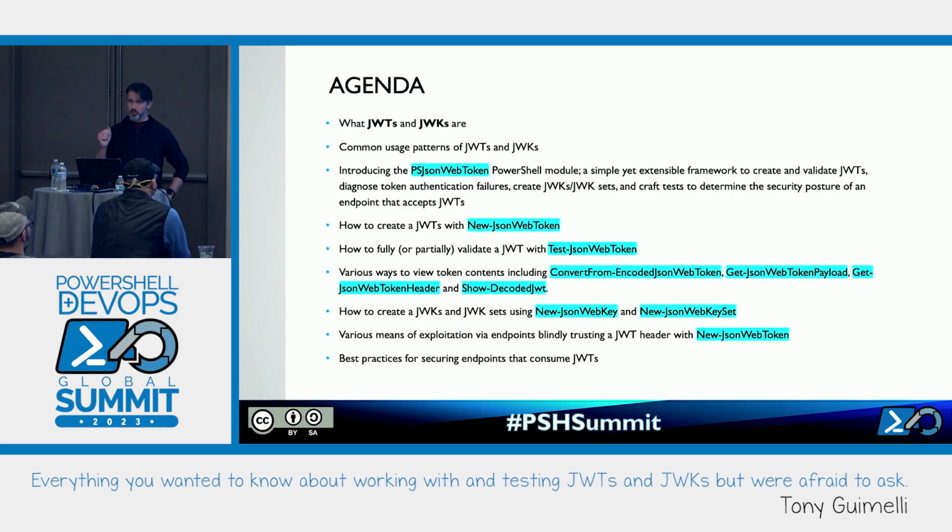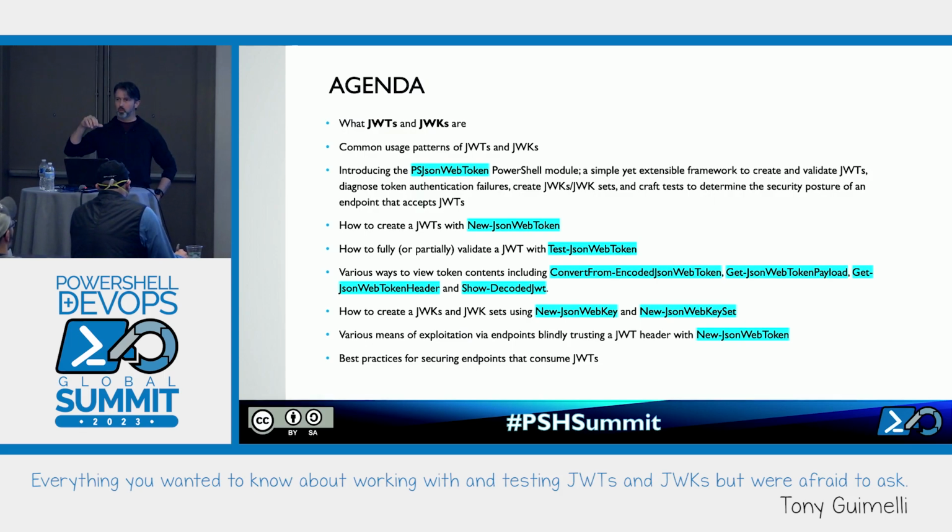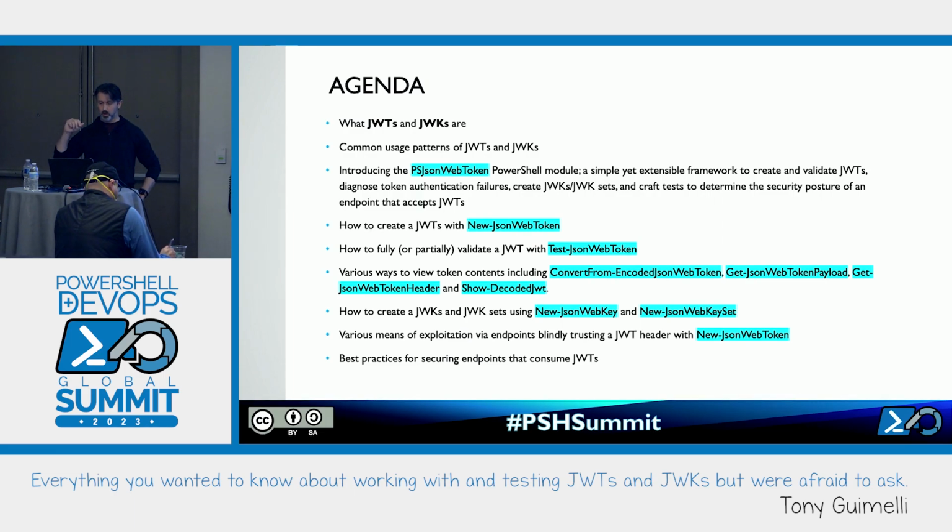A PowerShell module that I've developed that is in the PowerShell Gallery. There's a few JWT modules. I think mine's a little different in that it covers things from a more full spectrum perspective. We're going to create tokens. We're going to validate tokens, and then we're going to hack APIs, intentionally vulnerable APIs that are based on some vulnerabilities that we've seen in the wild with some pretty well-known vendors.